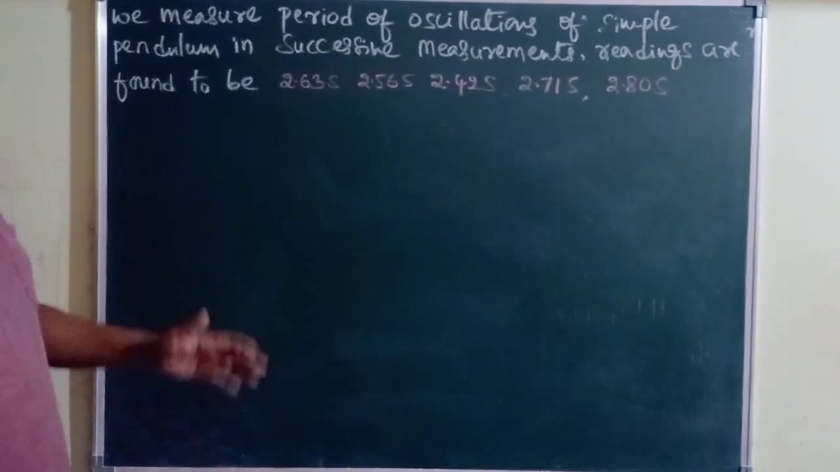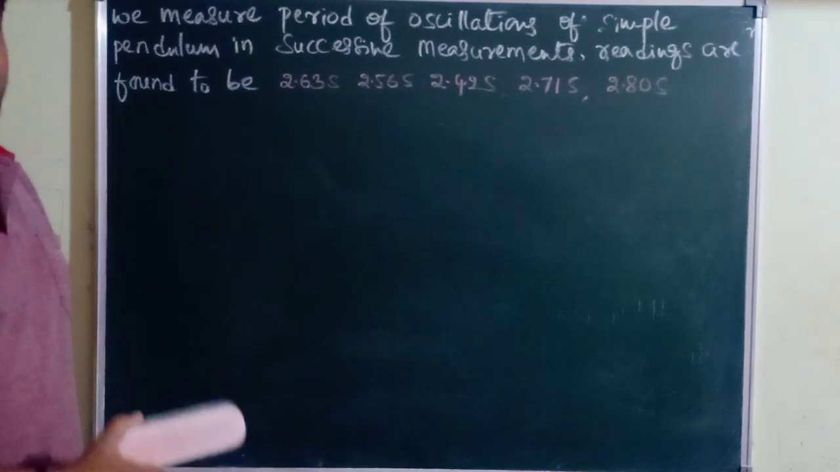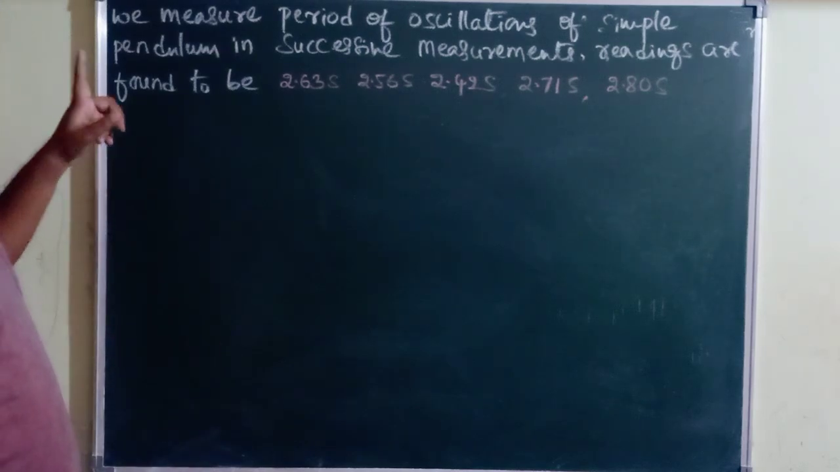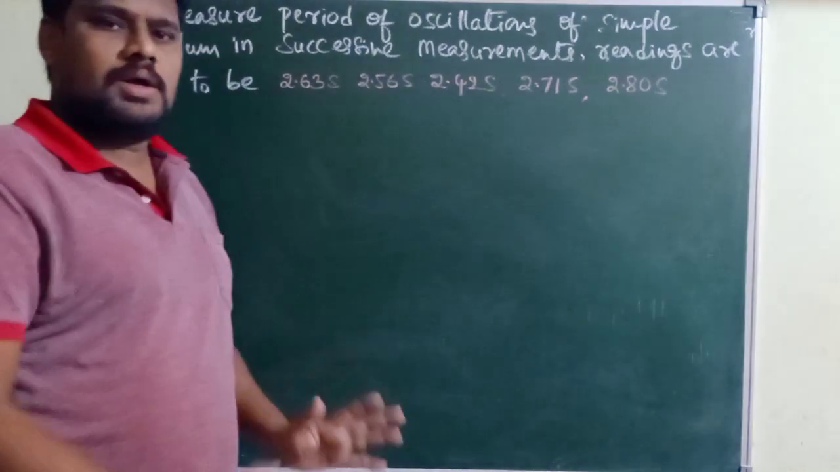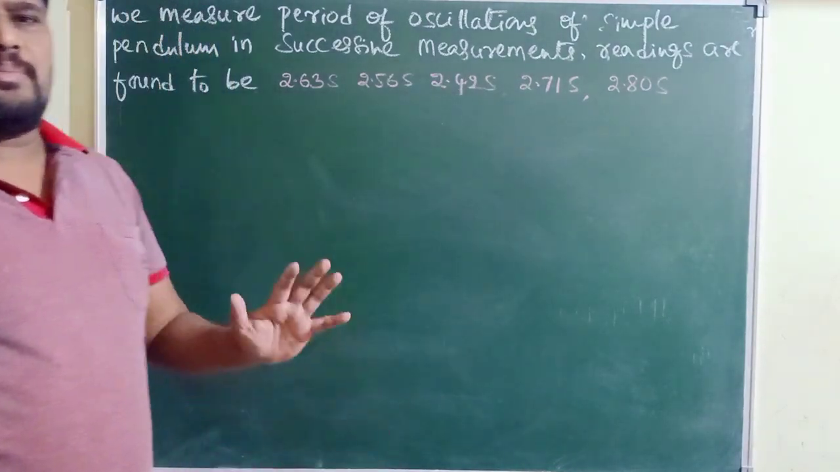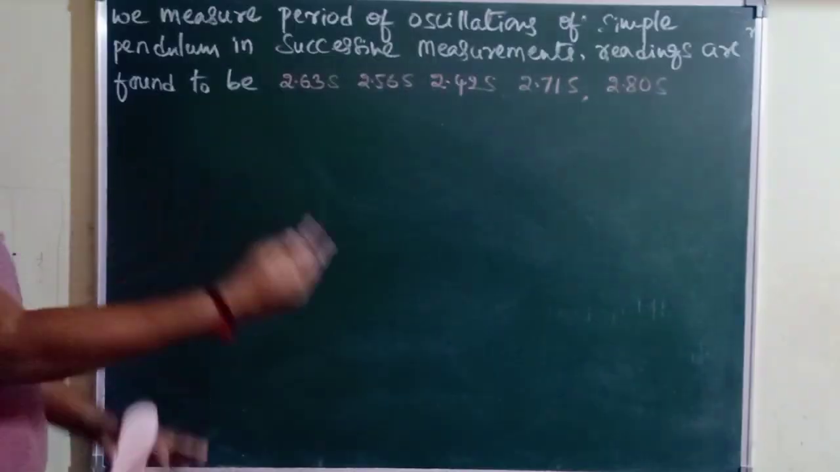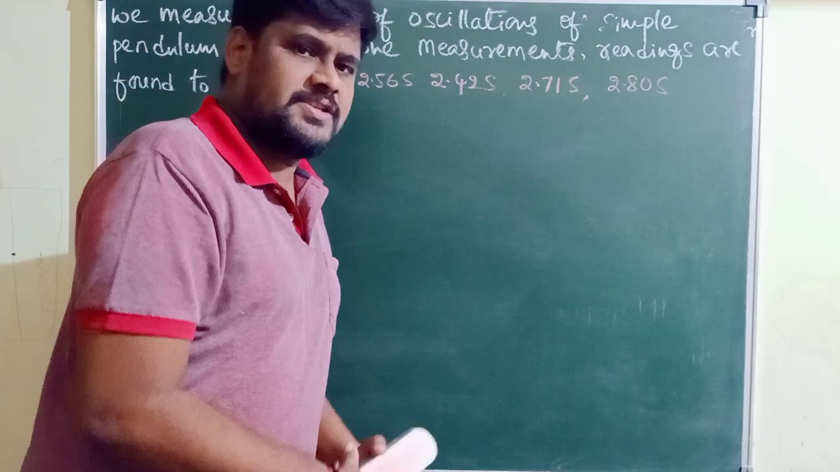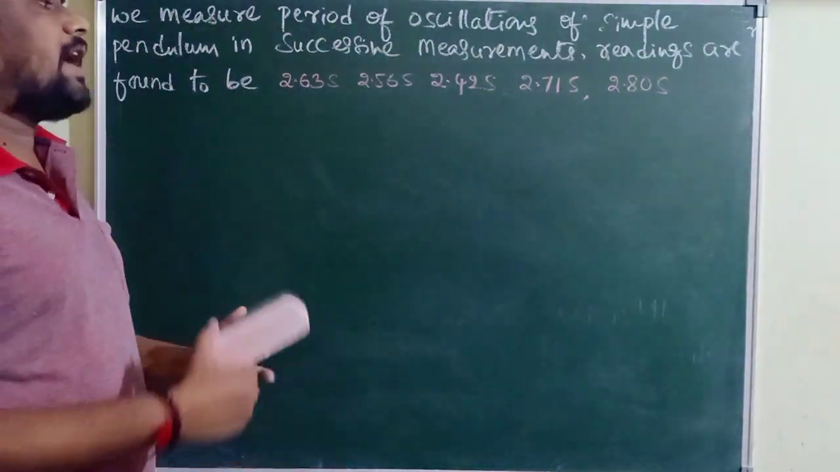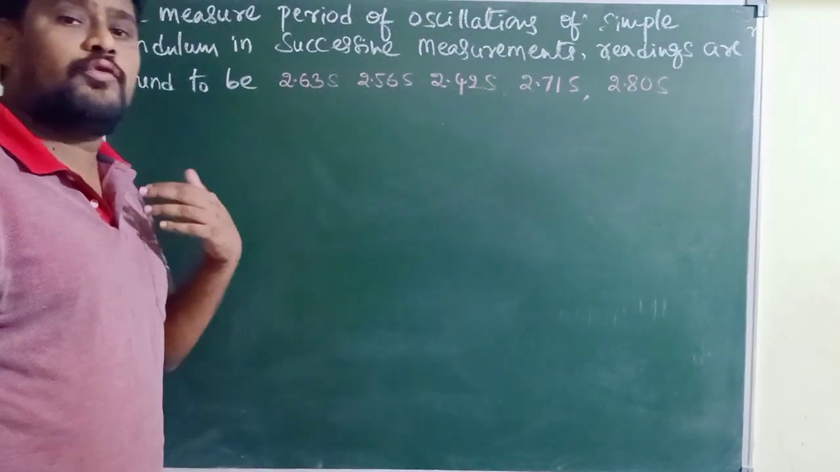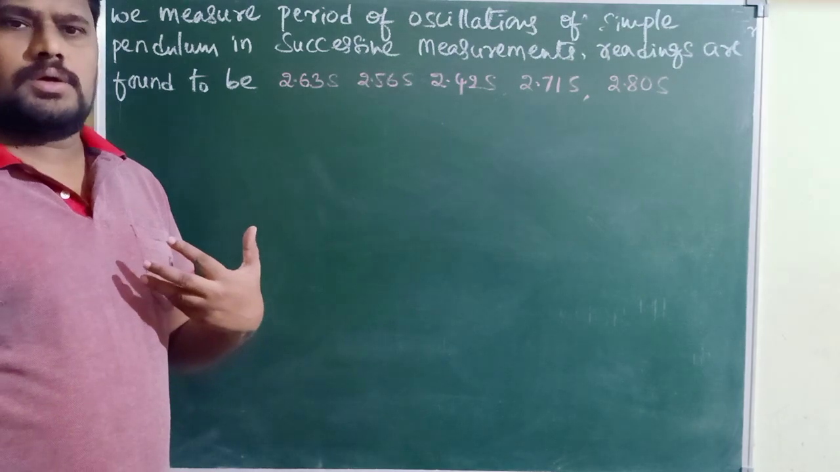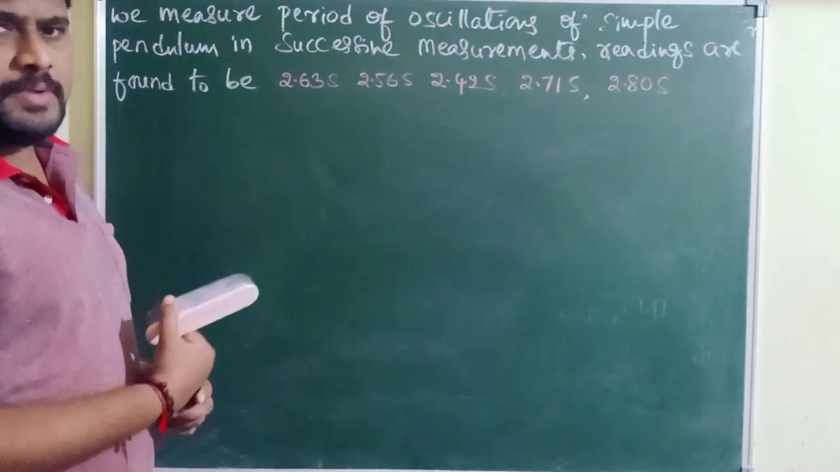How many times did we measure? 5 times we repeated the experiment to find the value of the time period of a pendulum. 5 times we repeated the same measurement, and each time we got different values of the time period of a simple pendulum.